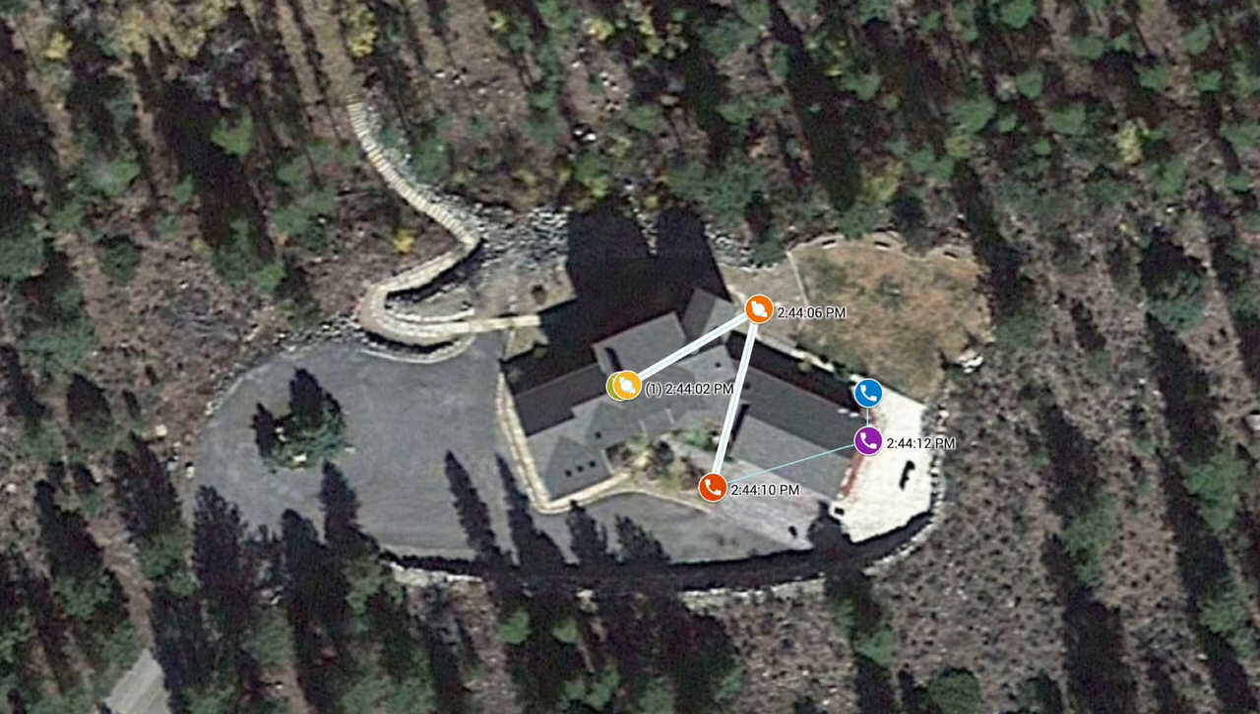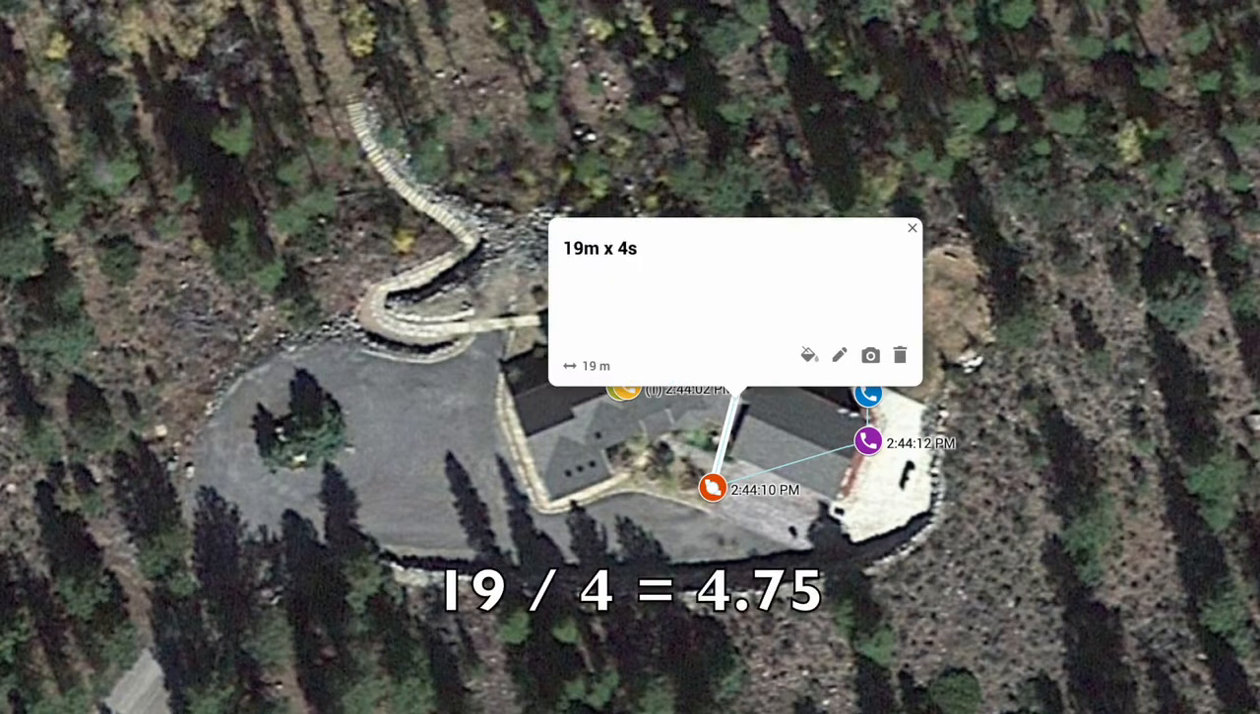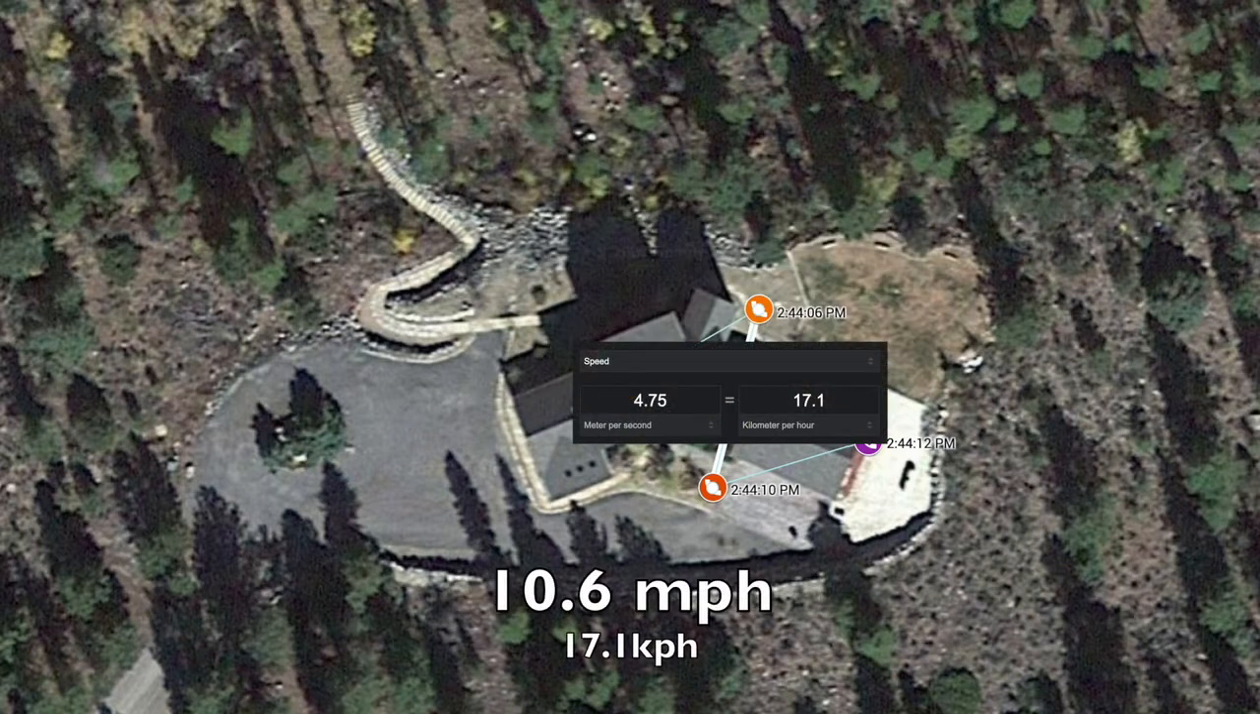Now, let's rinse and repeat. 19 metres over 4 seconds gives us 4.75 metres travelled in 1 second. And then we plug that into the converter and we get 17.1 kilometers per hour, or for Americans 10.6 miles per hour, which is still a running pace but not quite flat stick and certainly not impossible.